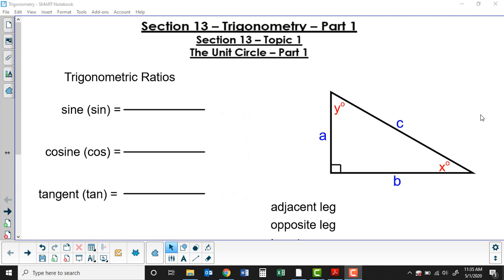Make sure that you do not work ahead, again, because the way my reports work, it won't capture your work. So make sure you're only doing these two assignments this week, and this week will be Section 13, Topic 1 and Topic 2. Both of these are the unit circle.